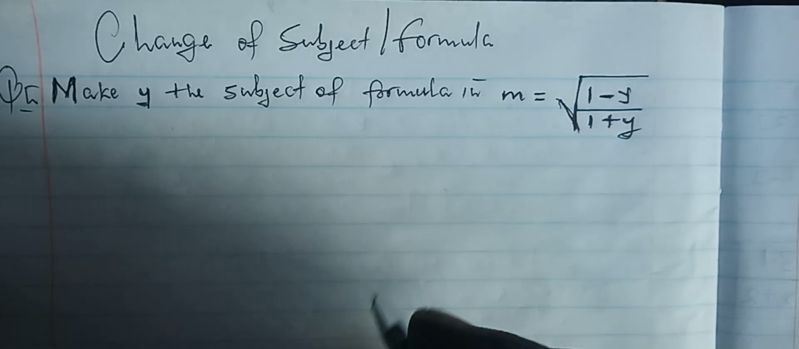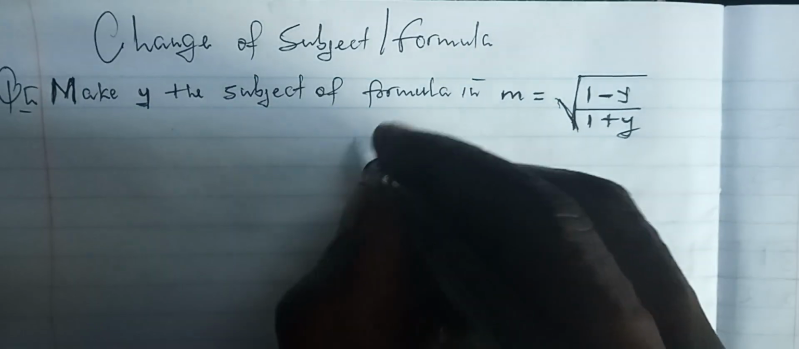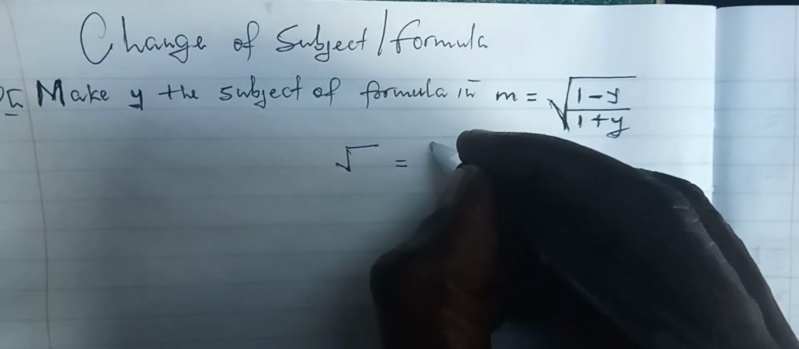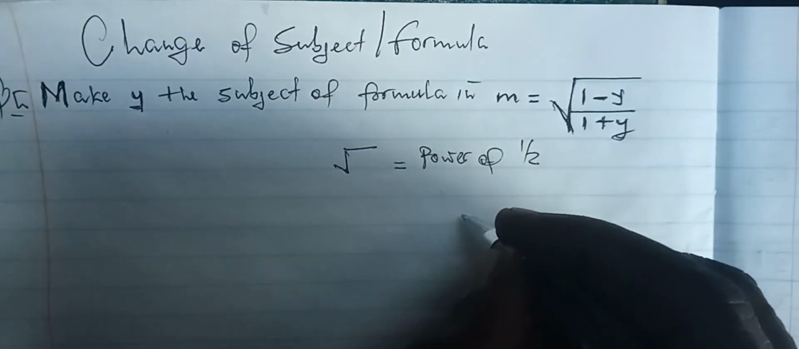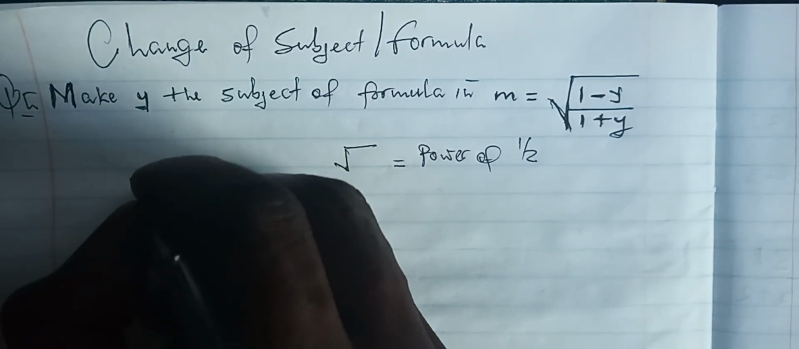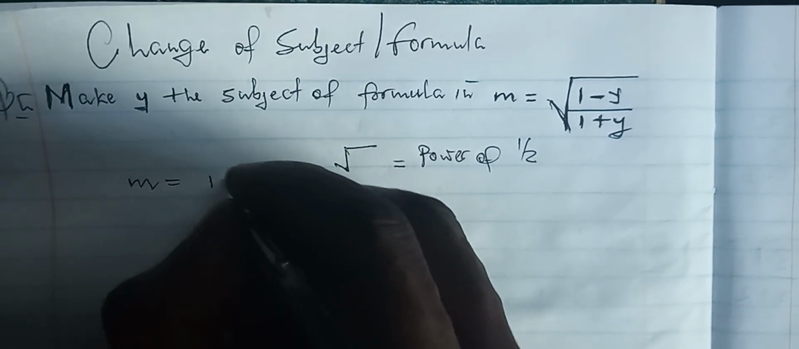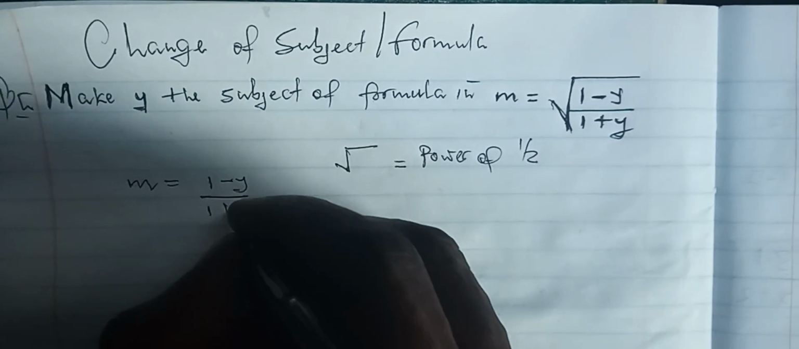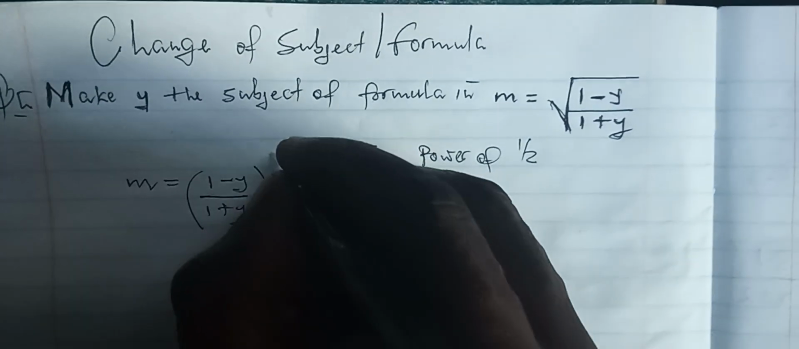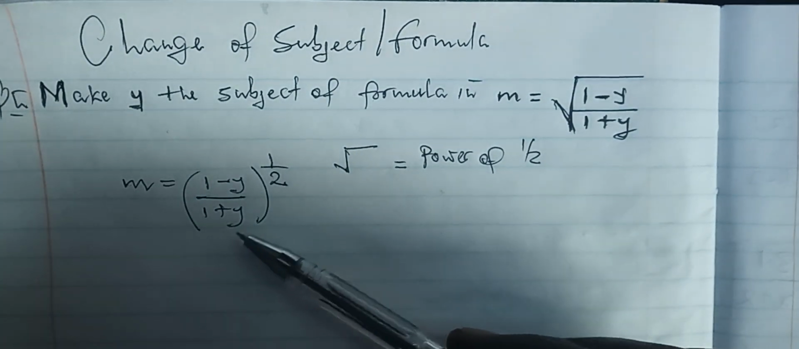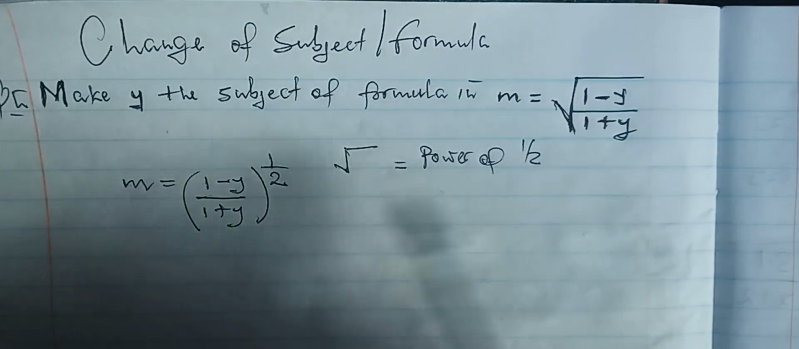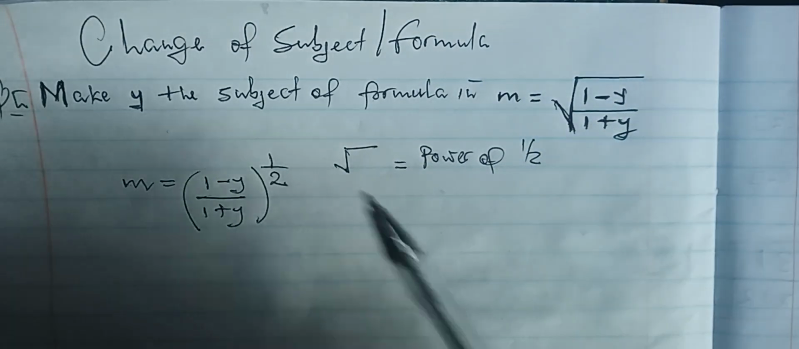So the first thing that must come to your mind is that a square root is simply equal to the power of half. Meaning to say, here on this side we've got m is equal to (1 minus y over 1 plus y) to the power of half. This is another way of writing the situation that we have here.